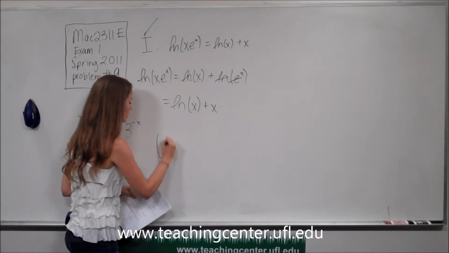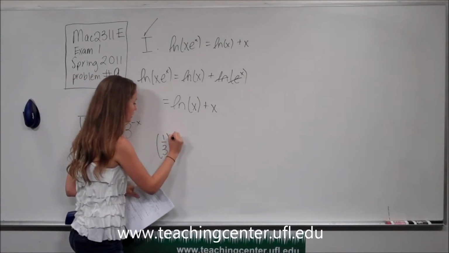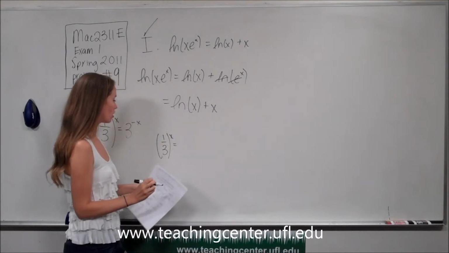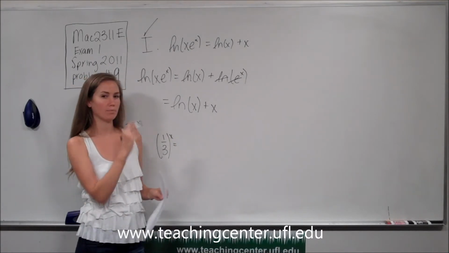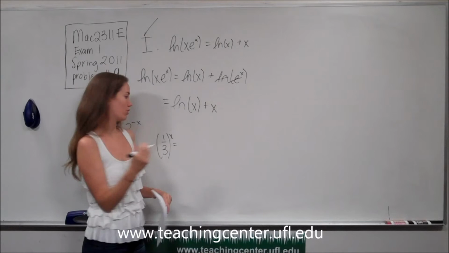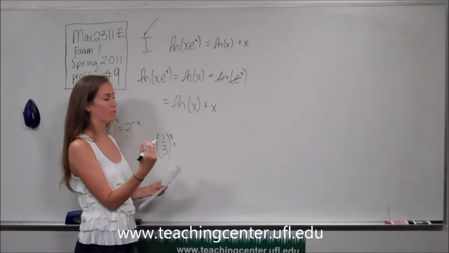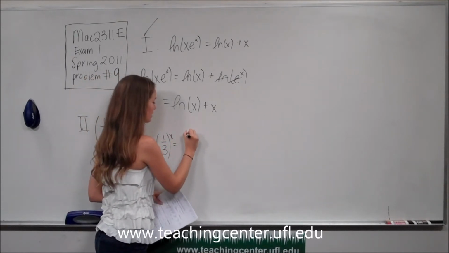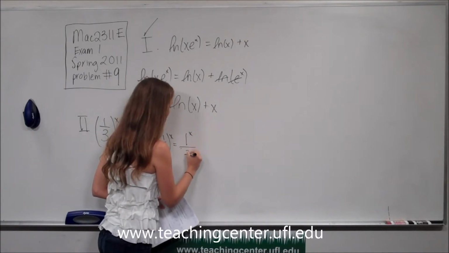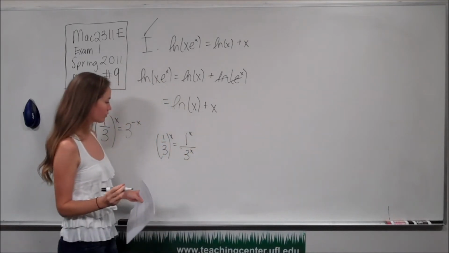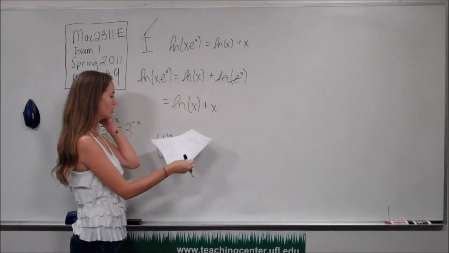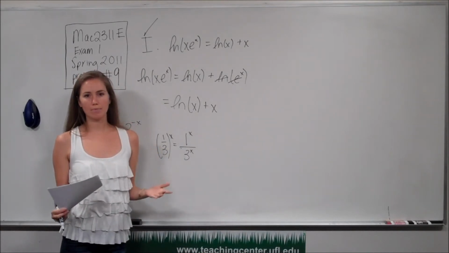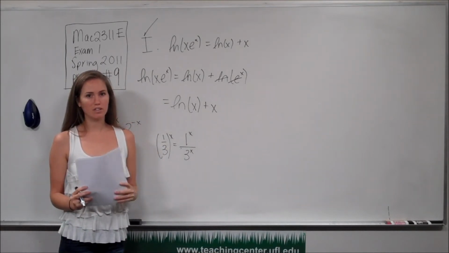So we have 1/3 to the x power, and so we can just put both of those terms, the numerator and the denominator, to the x power instead of having it outside of the parentheses. So this is the same thing as saying 1 to the x all over 3 to the x. Okay, and so we have 1 to the x. 1 to any power, it's still going to be 1, right?